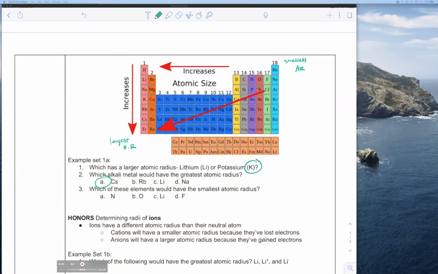And then out of these elements here, so all of these elements in period 2, you have nitrogen, oxygen, fluorine, and lithium. The smallest atomic radius would be fluorine because it has the most protons out of these. So fluorine would have the smaller atomic radius.